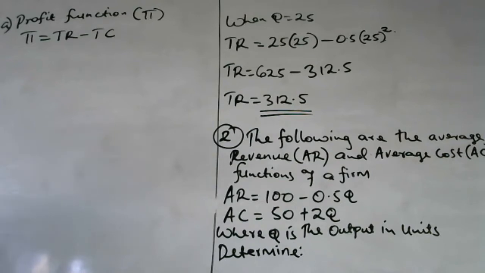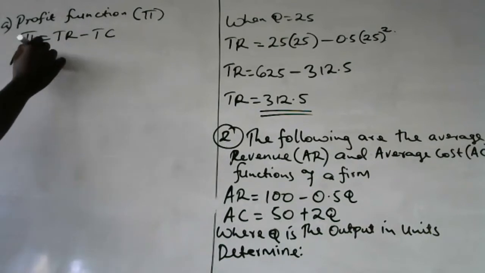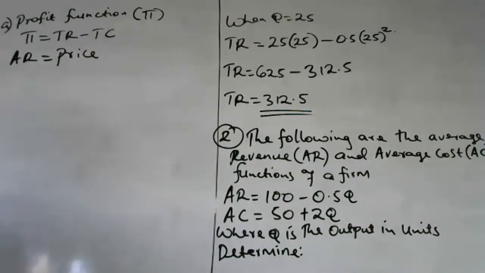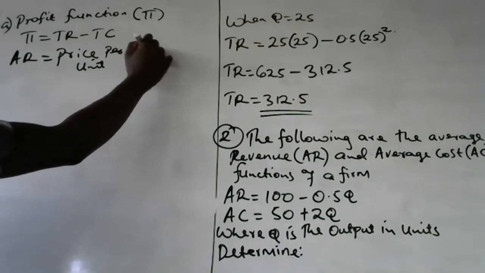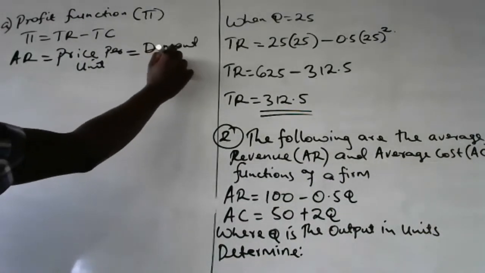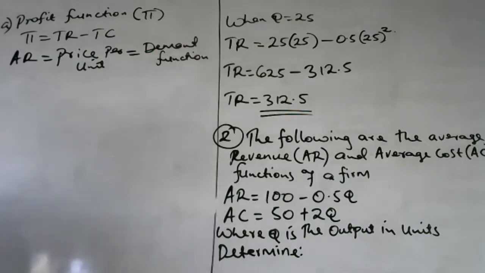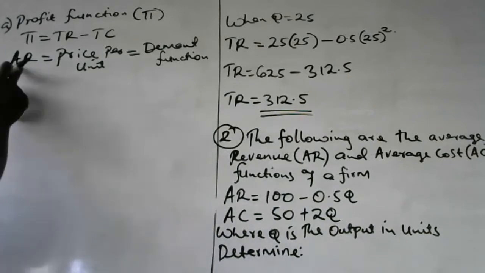Let me explain it like this. The average revenue is the revenue for one unit. Note this: average revenue is the same as price per unit, and it is the same as the demand function. It is actually the revenue that will be generated after selling one unit, and that is what we call the average revenue.